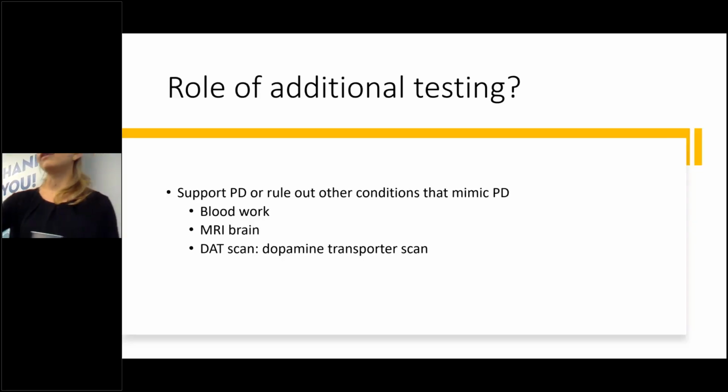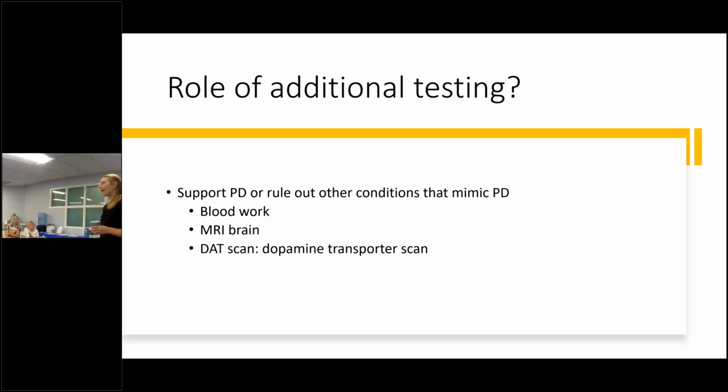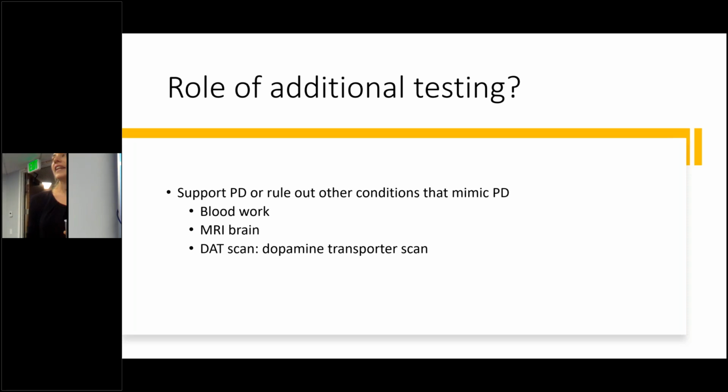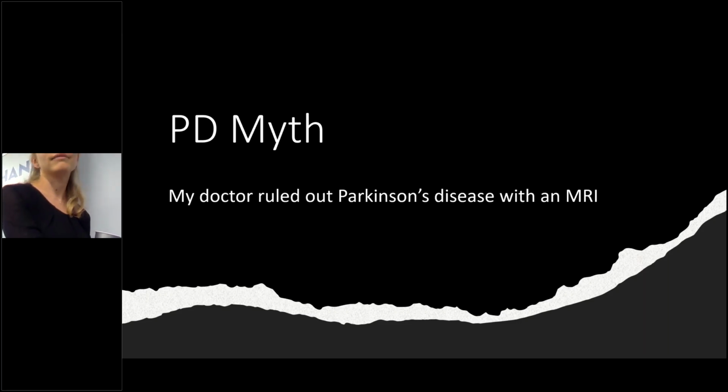Oh, we're looking for other things. So for example, hypothyroidism, low thyroid function, can cause a person to walk slowly and look like they have Parkinson's, okay? Some medications may also cause people to look like they have Parkinson's. So we may look for other things. Yes. So a year ago, I had a DAT scan. I think it's worth talking to your doctor on an individual level. Oh, here we go. My doctor ruled out Parkinson's disease with an MRI. Myth.